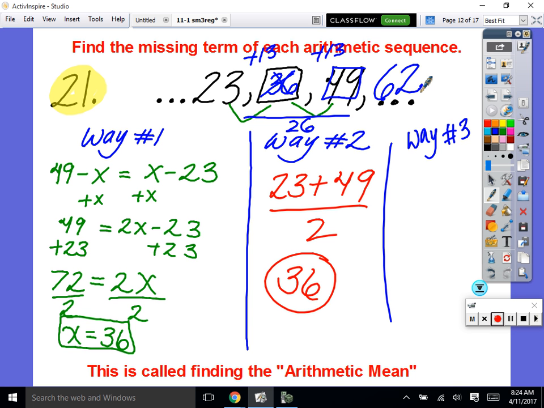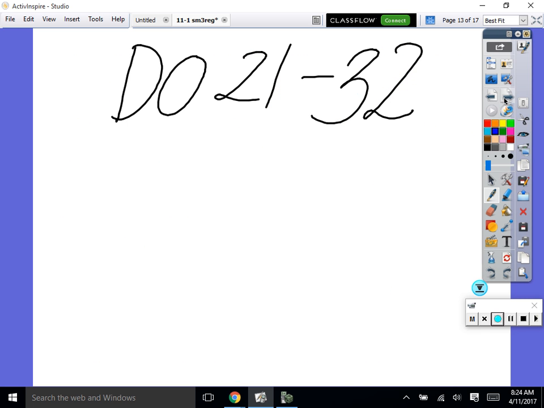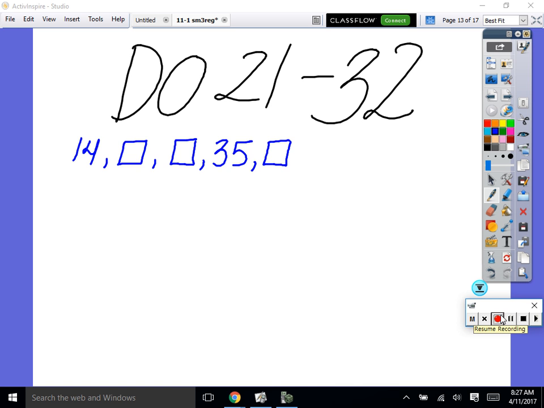Okay, what I want you to do is practice 21 through 32, whichever way you want to do it. This is the level that you're going to see on the test. So if I said to you, find the boxes, this is arithmetic, we'd have to think a little bit more about this one. So first of all, this is a sub 1, correct? A sub 2, a sub 3, a sub 4, a sub 5, right, everybody?